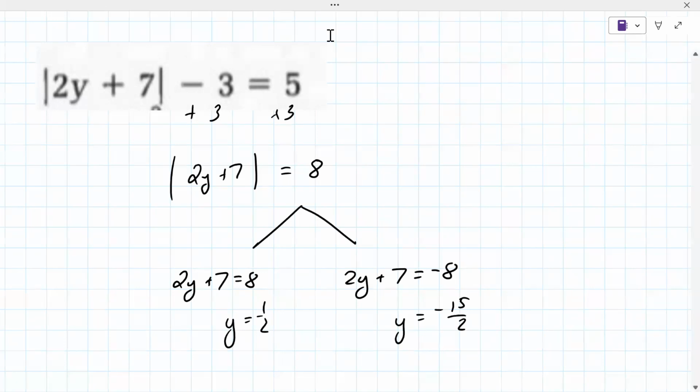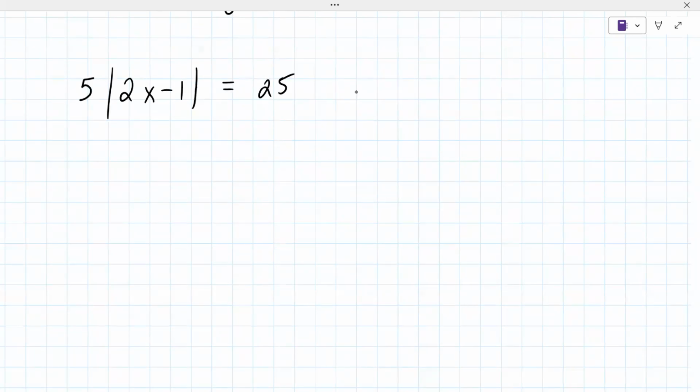So let's try another one here. So it's also possible for you to have numbers in front. Like let's say you had a 5 here equals 25, for example. So you have to isolate the absolute value. You have to get rid of like a number in front. Okay, so how would you undo this 5 in front? Divide by 5. Exactly. So you divide both sides by 5. You're dividing outside the absolute value. Okay. So why don't you try to solve this one on your own, please?